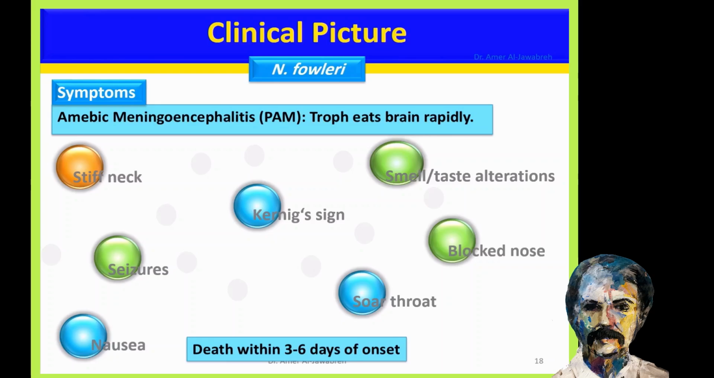People will not think about amoeba in the brain. So lots of time is lost while they are looking for the cause. And by the time they know it, it's too late for you or for us. So death within 3 to 6 days of the onset of symptoms. Once you get these symptoms and they become severe, then death is inevitable and in a quick time. Therefore, it has a high fatality rate.